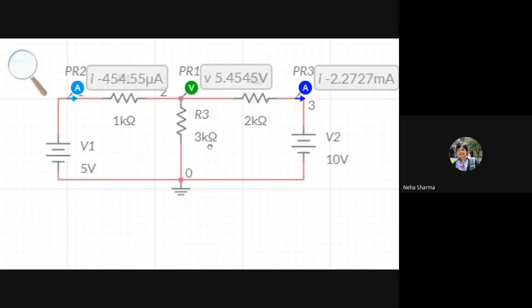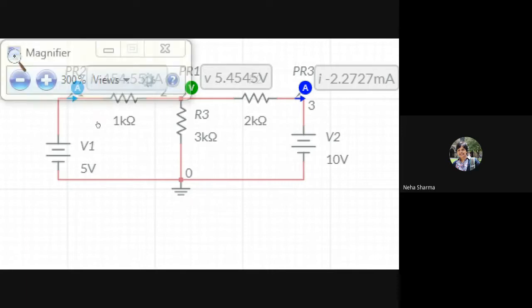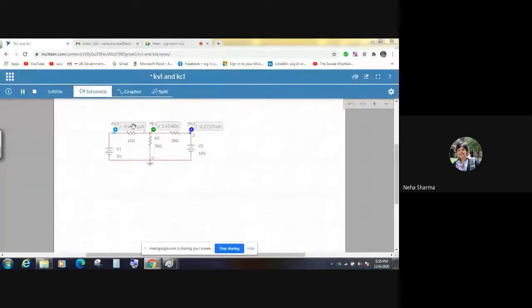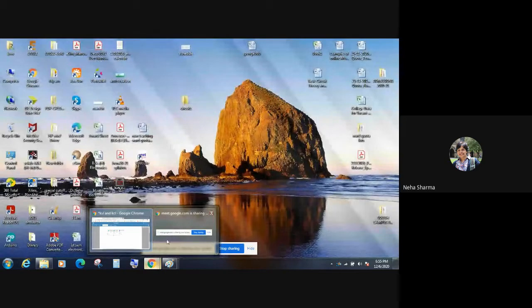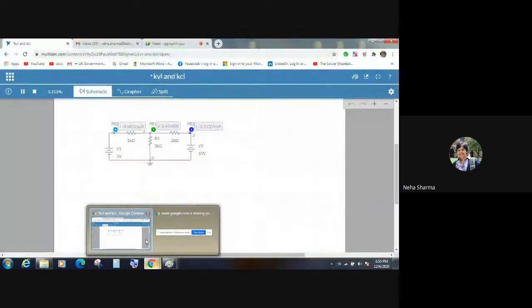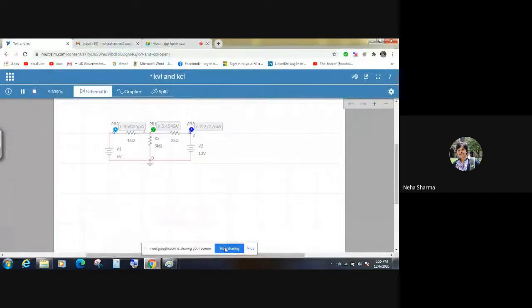So once we have solved it using either KVL or KCL, we can also check it using online Multisim simulators. I hope you understood how we solve basic circuits using KVL or KCL. So I'm ending my class here.